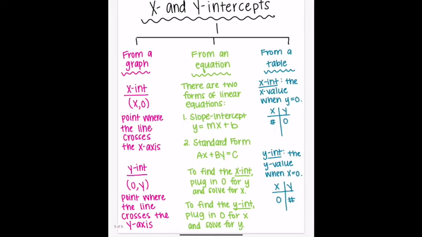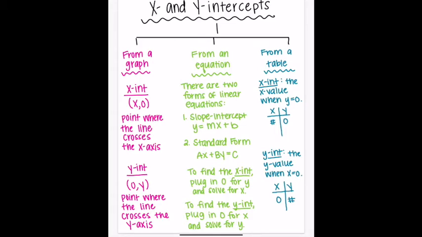All right, now let's look at how to find x and y intercepts from an equation. So there are two forms of linear equations. Slope-intercept form, which is y equals mx plus b, that's what we're pretty familiar with. And in this slope-intercept form, the b is your y-intercept.